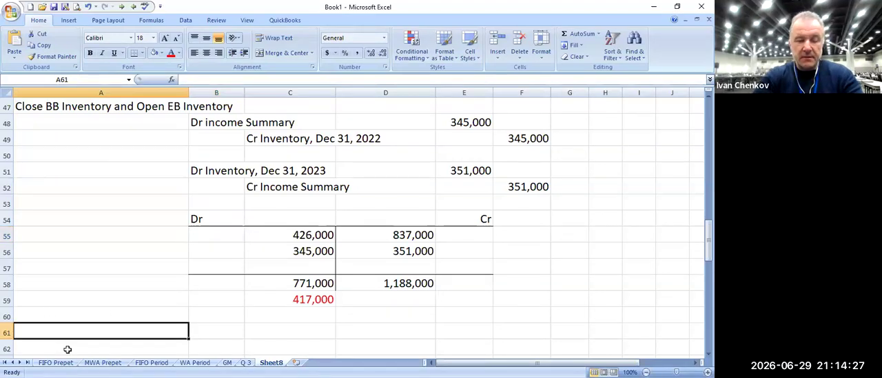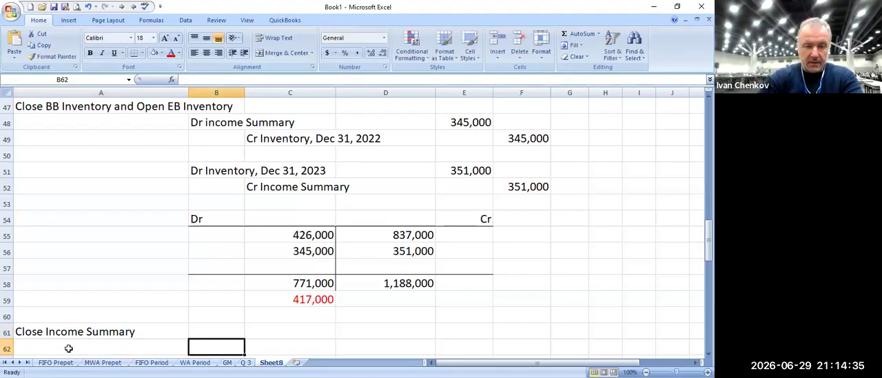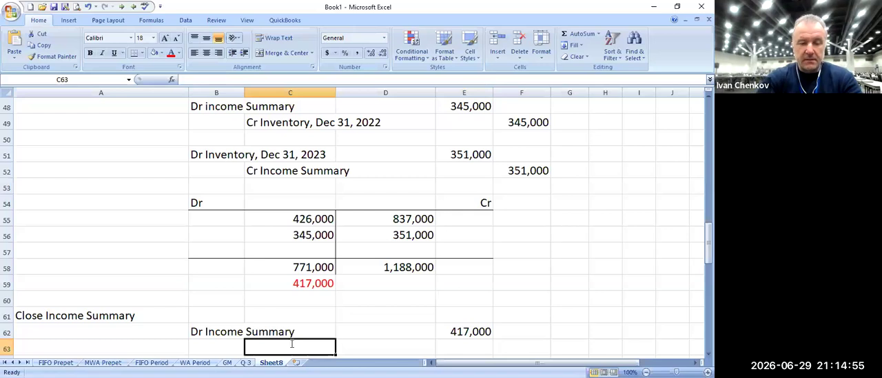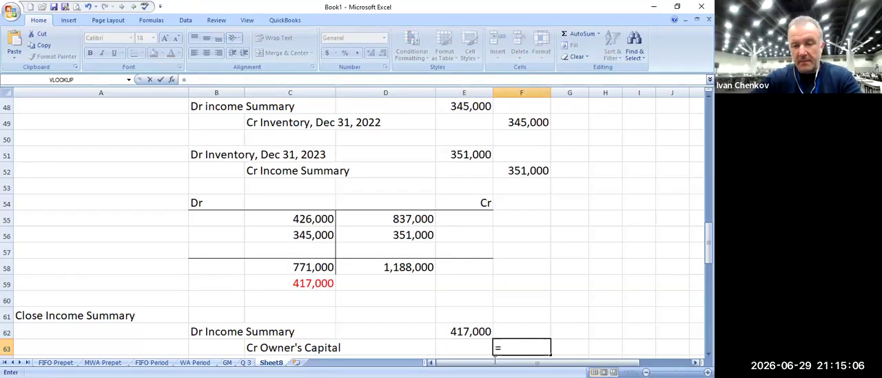So let's go with the next entry, closing income summary. So what will be that? Debit income summary. And we're gonna debit income summary with this amount. And we're gonna credit owner's equity or capital with the same amount.